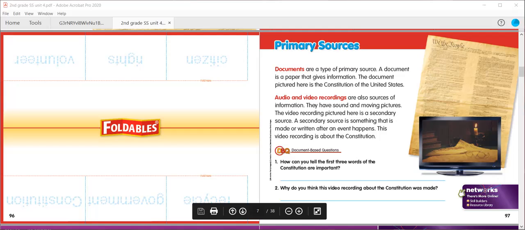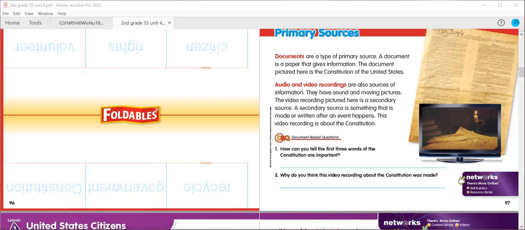Number 2 says, why do you think the video recording about the Constitution was made? So take a look at the information in the paragraph above and think about why we would have a video recording telling us about the importance of the Constitution.